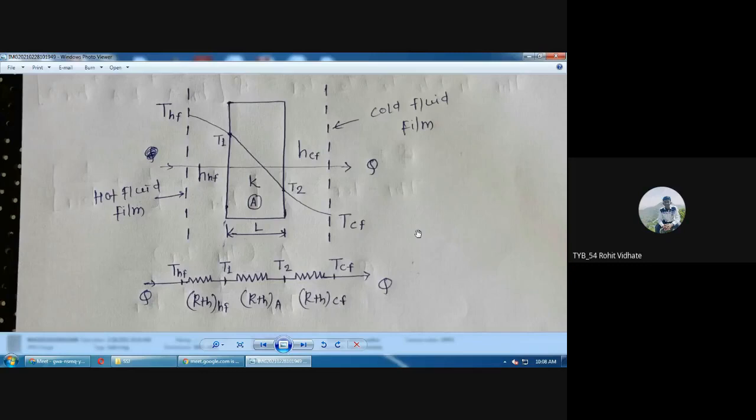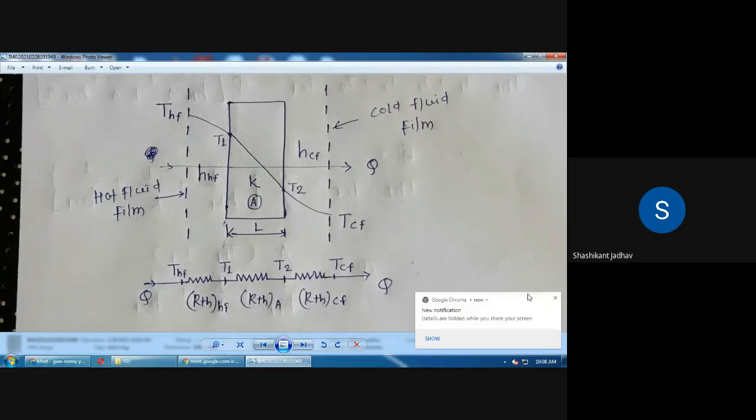Yes, sir. Okay, we have to understand the resistance diagram. What is the temperature difference? What is the resistance? In the first layer, the fluid layer, there is a resistance because of the convection, so the thermal resistance for the hot fluid. And at the right hand side there is also resistance because of the convection, because of the cold fluid. And at the center, because of the conduction, that resistance arises, and that is the thermal resistance for that layer A. Okay, so now can anyone tell me the equation for the convection?